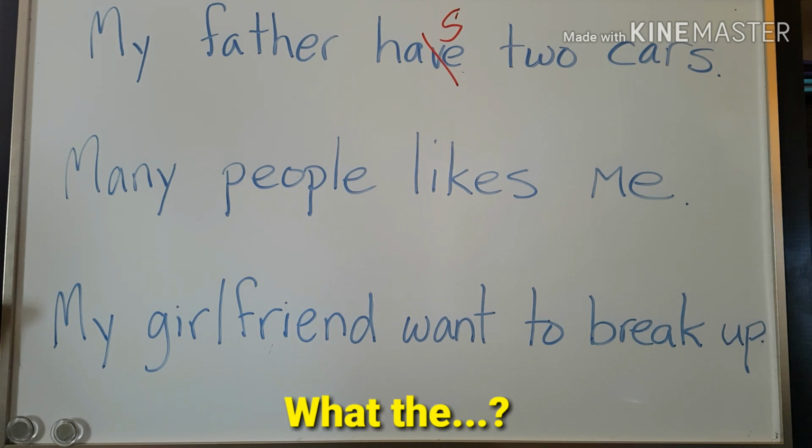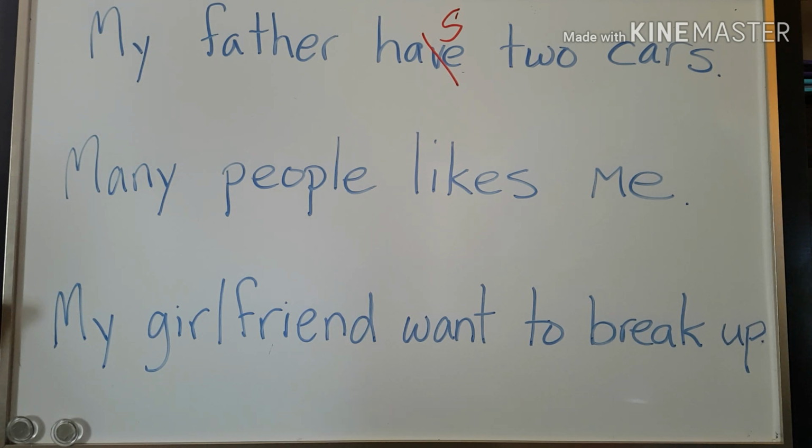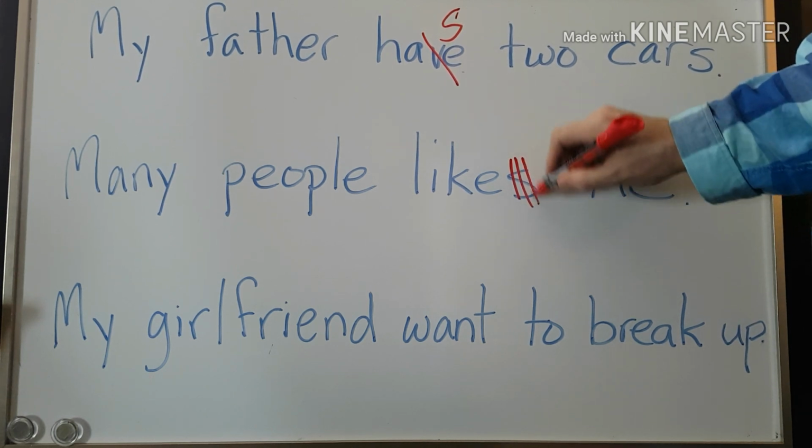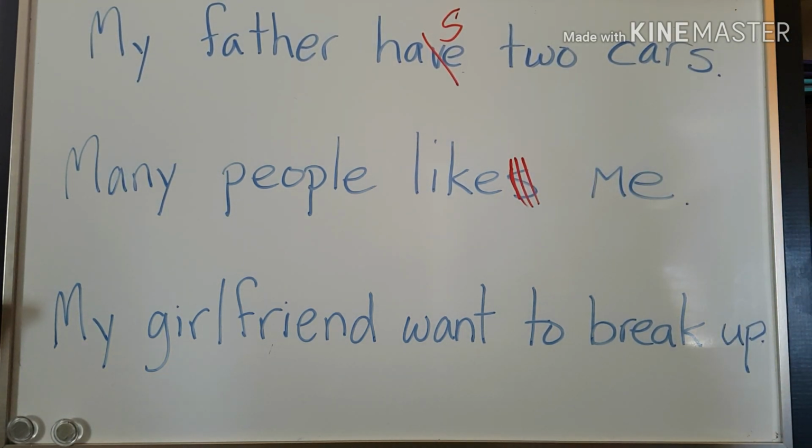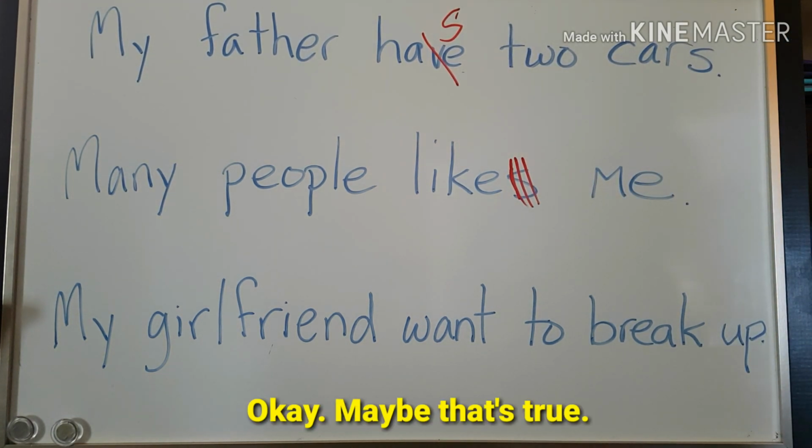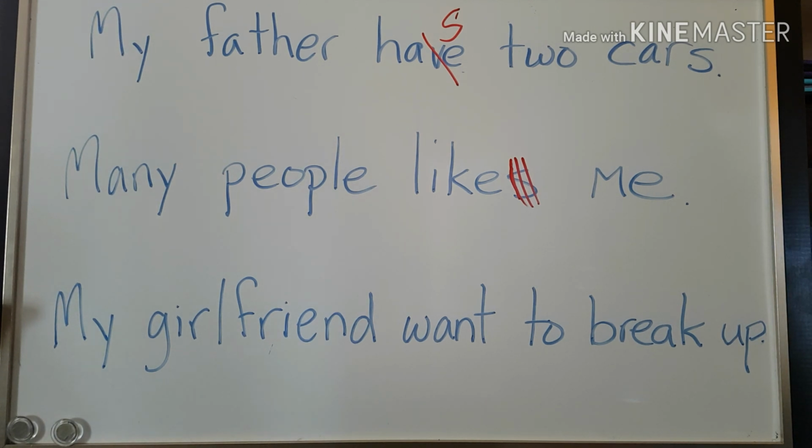I'm not sure. The second one, many people likes me. All right, find the verb. The verb is likes, and the subject is people. So, people likes. People means they. They likes. Should it be they likes? No. It should be many people like me. Okay? That's the way you got to do it.